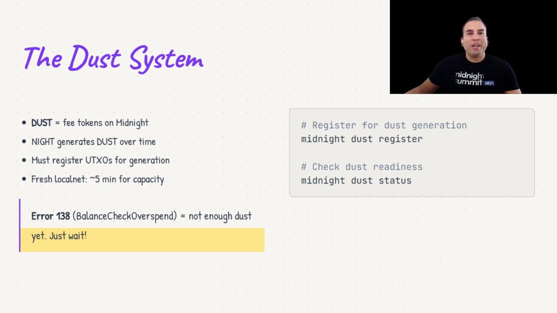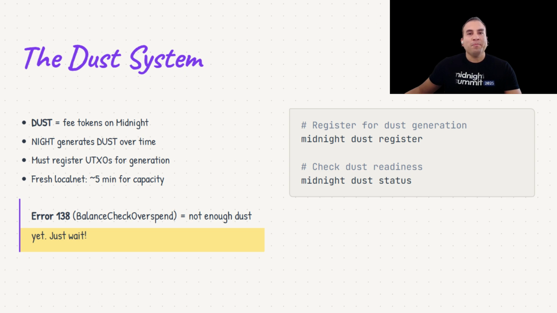Before your account can start generating Dust, you need to register for it. The CLI handles this automatically when you do an airdrop, but it takes about 5 minutes on a fresh local network for the Dust to actually start appearing. So here's the scenario you will hit. Your airdrop has some Night. You try to send a transfer right away, and you get an error, especially error 138. That's balance check overspend. This is a fancy way of saying you don't have enough Dust yet.